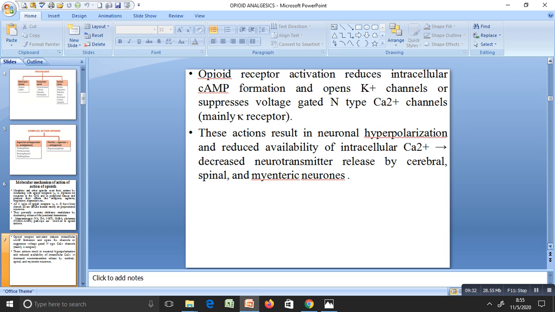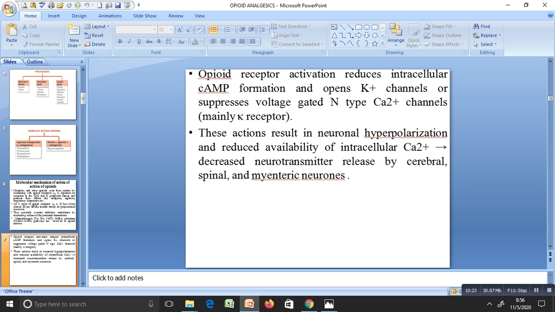Next, whenever the opioid receptor is activated, it will be reducing intracellular cyclic AMP formation. That you will be seeing in the diagram. It will open the potassium channel, and it will be suppressing the voltage gated N-type calcium channel. Because of this action, there will be hyperpolarization, reduced availability of intracellular calcium, and decreased neurotransmitter release by cerebral, spinal, and myelinic neurons.